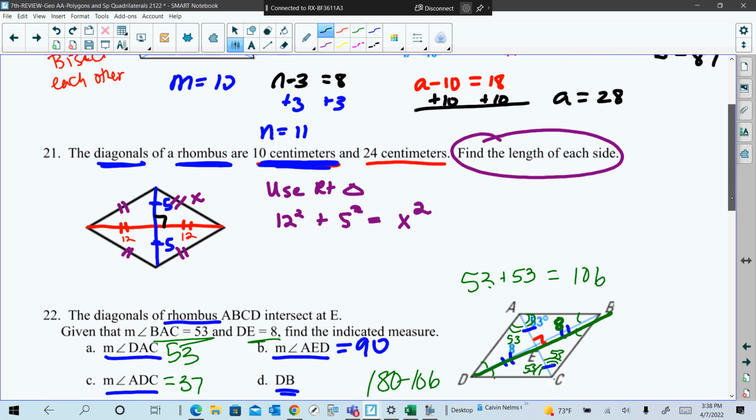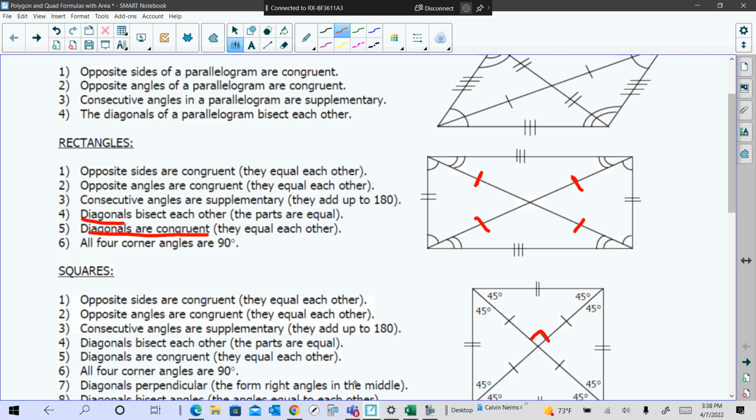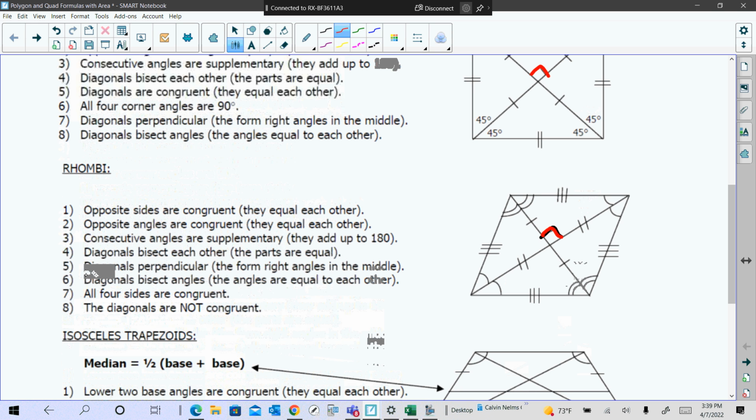21, we addressed, or I drew and added my diagonals. Because we're dealing with diagonals, if I wasn't too sure what happens with diagonals of a rhombus, I would go back to my sheet here and read about diagonals of a rhombus. These are basically three properties here. They bisect each other, so that's why there's a tick mark, but then two tick marks, so they're not congruent. They're perpendicular, which is why we have the box, and they bisect the angles. The angles are equal to each other.